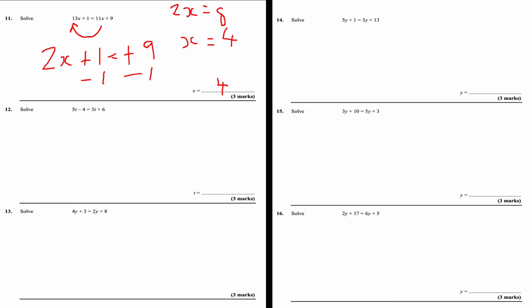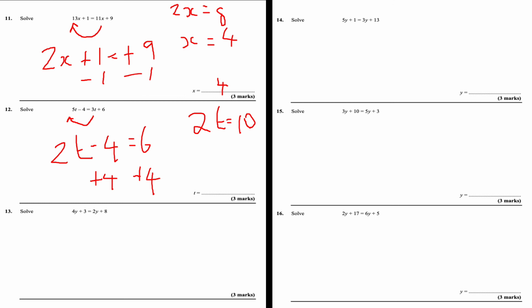Question number 12, guys. Solve this equation here. So I'm going to bring the 3t over to the left-hand side, so I get all my t's on one side. I get 2t subtract 4 is equal to 6, because 5t subtract 3t is 2t. Adding 4 to both sides, I get that 2t is equal to 10. Dividing both sides by 2 gives me that t is equal to 5.